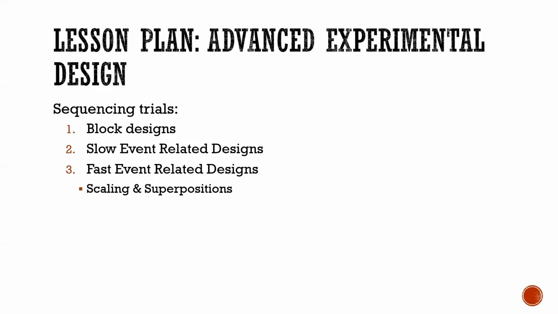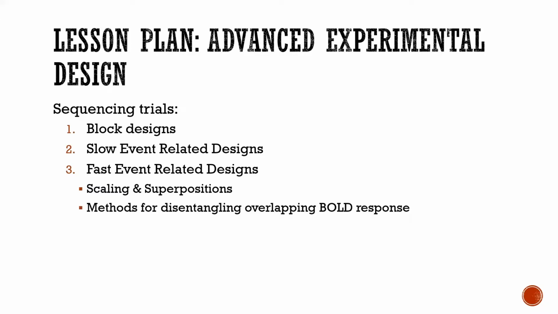And then the techniques that we use in order to allow disentangling the BOLD response when multiple trials occur so close to each other that the BOLD response to each overlaps. And we need to be able to find out how much of that overlap comes from the first trial and how much comes from the following trial. And so we're going to look at methods for disentangling overlapping BOLD response.